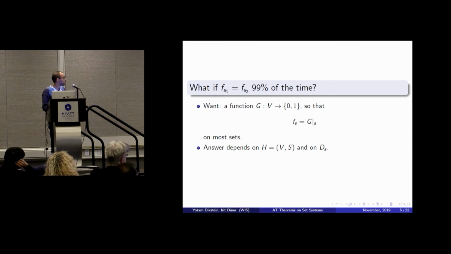Again, we can ask what happens if our family of functions agree with one another 99% of the time. What we want this time is to find any function on the whole vertex set so that most of these local functions are restrictions of this single global function. But of course, this is not always possible. The answer depends on the specific set system we take, and of course, the distribution inside the agreement test.